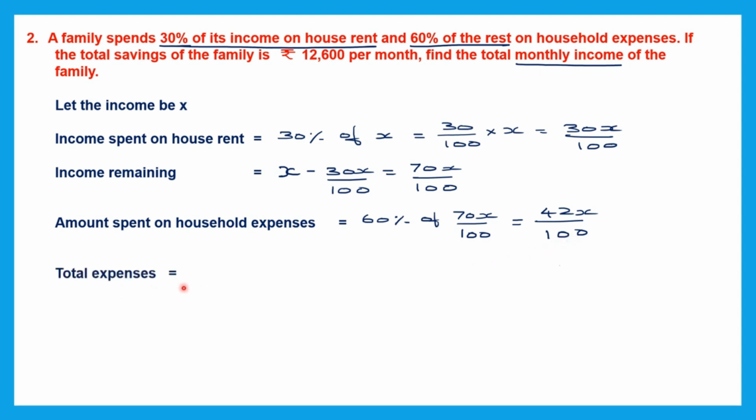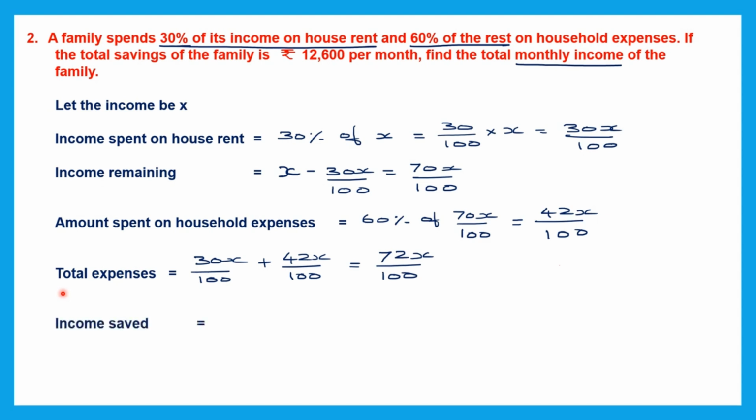Then total expenses. What are the total expenses? Now so much was spent on house rent, so much was spent for household expenses. So if we add up both, we will get the total. So that is 30x by 100 plus 42x by 100. Since the denominators are the same, we can simply add the numerators. 30 plus 42 is 72, and we have x, 72x by 100. So this is the total expenses. This is the income, this is the expenses. If we subtract both, we will know what the savings are.